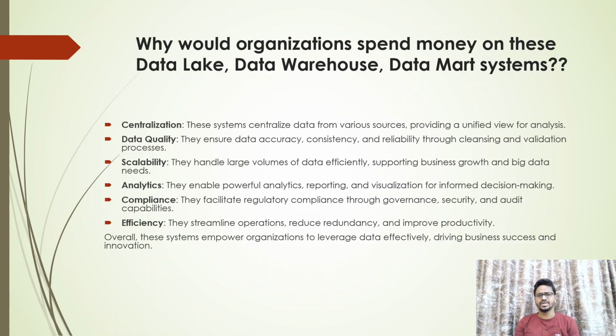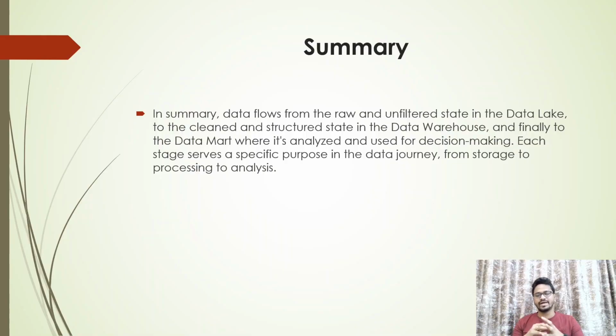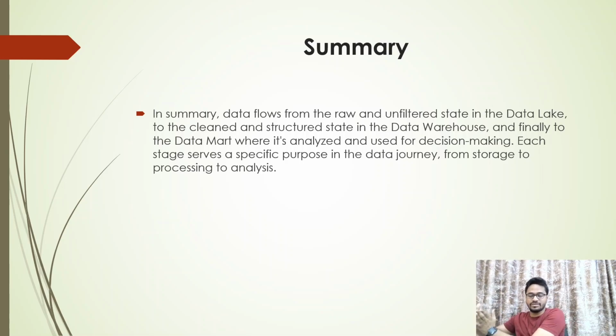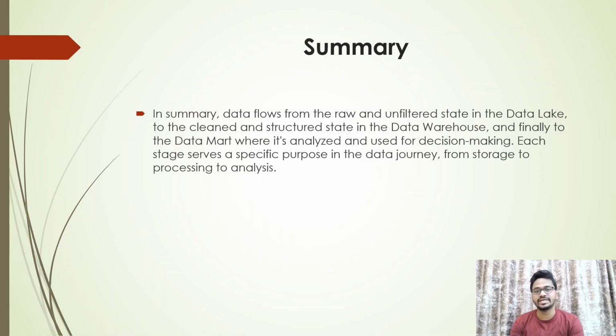Okay, so I hope this will give you some idea. To summarize, data would flow from the unfiltered and raw data lake to the data warehouse. Within the data warehouse, the data would be very clean and neat and maintained in a structured way. This structured data would be moved from the data warehouse to the data mart, which is the third section, and that is again a subset of the data warehouse. This is how the data flows. Each stage has a specific purpose that it serves, from data storage to data cleaning to data analysis.